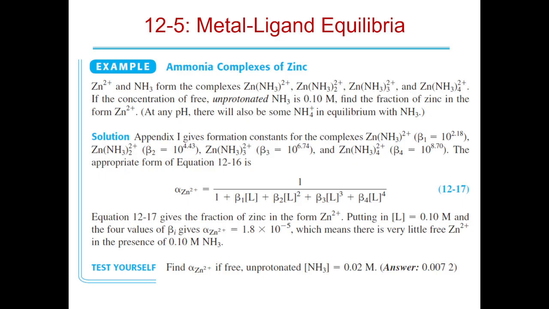At the very end, it says find alpha Zn2+ if the unprotonated NH3 is 0.02. You do the same thing, except instead of 0.1, you'd put 0.02 here. And keep in mind, if this value here is within a factor of 1,000 of your ligand concentration, you may have to make this a more complex form, but that would be very difficult to do, okay? And it's not something you should ever see. If you're seeing that, you really picked the wrong ligand.